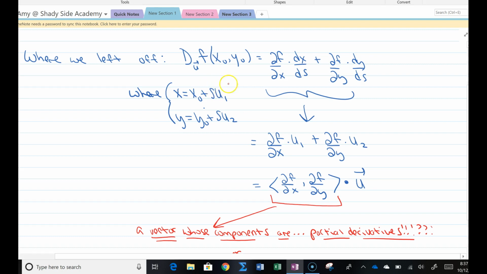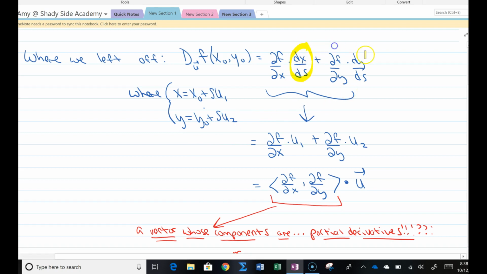Where we left off was a little ahead of this, I realized, but I wanted to make sure we very thoroughly backtracked. The directional derivative of f at x naught, y naught in the direction of vector u, where u is a unit vector, is this set of partials multiplied, using the chain rule. And remember that x is x naught plus s u1, y is y naught plus s u2.